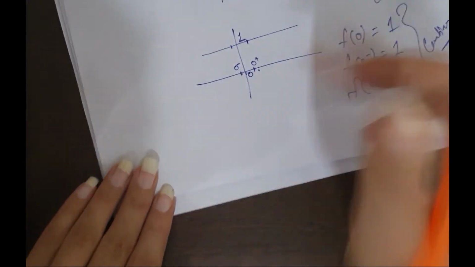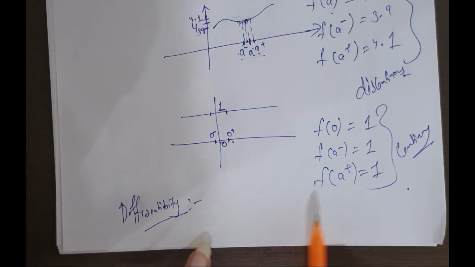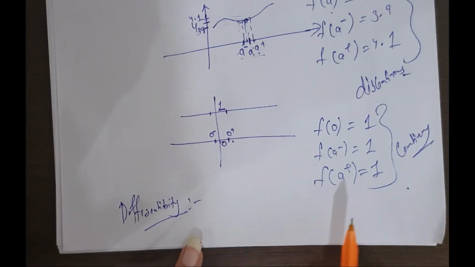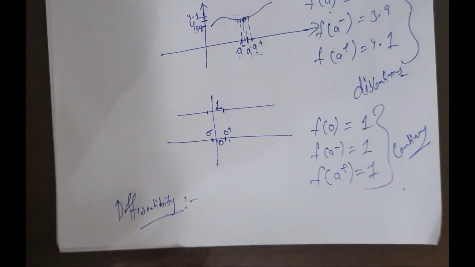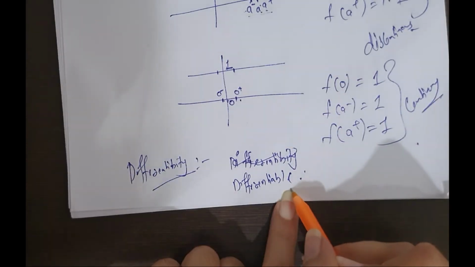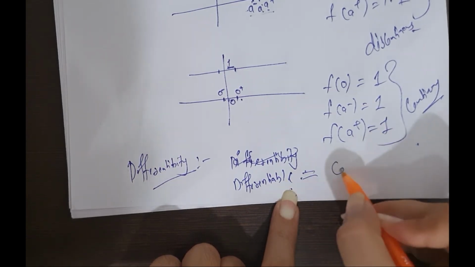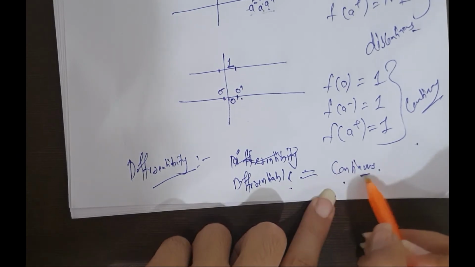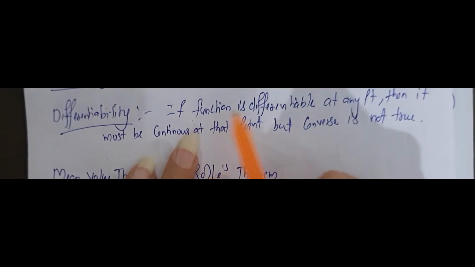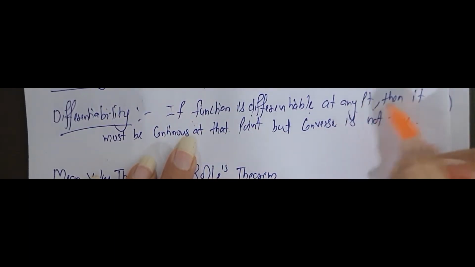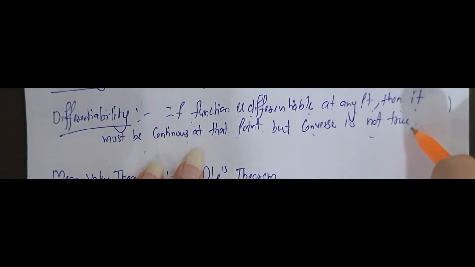Another thing, differentiability. Differentiability means differentiate the function and see whether that function is differentiable at that point or not. And one important thing, if a function is differentiable, then at that point that function will also be continuous. If a function is continuous, then it's not necessary that it will be differentiable. If a function is differentiable at any point, then it must be continuous at that point, but the converse is not true.